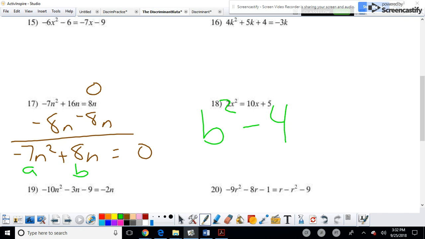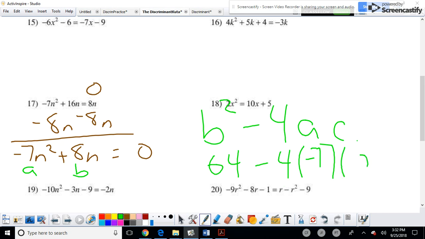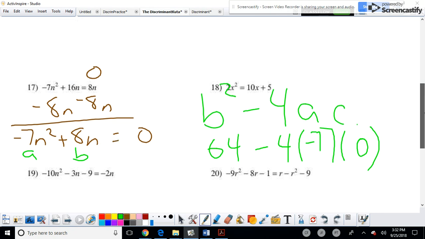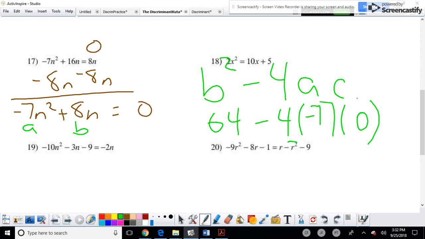B squared minus 4AC. We know B is 8, so that's going to be 64. 8 squared, 64. Minus 4 times negative 7. Whoa, excuse my writing. Let's fix that. That's a 7. Now, C is 0. How do I know that C is 0? Because I don't have a C term. There's no C. So there's nothing there. It's a 0. Now this math becomes easy. All of this right here is going to be 0. Because anytime you multiply times 0, it's 0. So my discriminant is actually going to be 64.